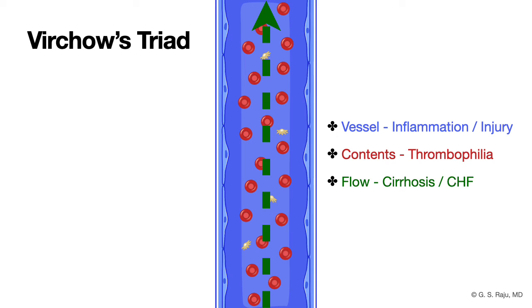On the other hand, if you don't have cirrhosis, then you have to be looking for, is there inflammation, is there trauma, or is there thrombophilia? And try to investigate those issues before you assume there's no definite precipitating factor. I hope this is helpful. Thank you.